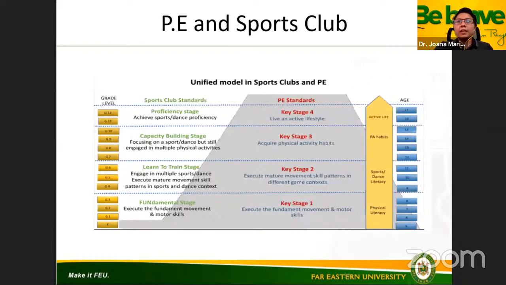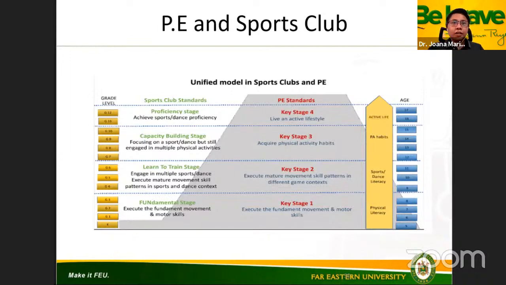And here is the unified model in sports clubs in PE. If you observe, sa pinakababa, we have the fundamental stage that is for the club standard. Dito naman sa ating right side, we have the key stage 1 that is for our curriculum. Kumbaga, iisa lang yung tinatakbuhan yan, kasi nga, supplementary nga yung sports club ng DepEd.